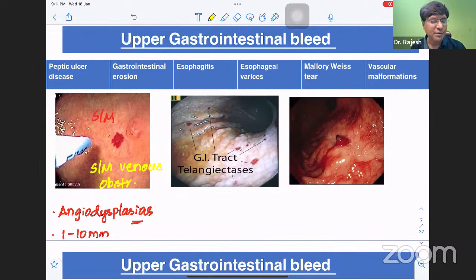And what will be the shape of these angiodysplasias? They are bright red, stellate shaped in appearance. These angiodysplasias occur throughout the gastrointestinal tract, but most commonly they occur in the right colon. That is about angiodysplasias, which can present in the form of gastrointestinal bleed.